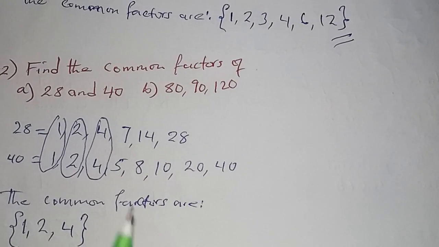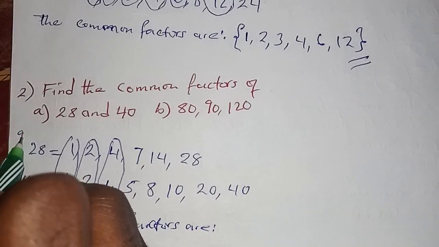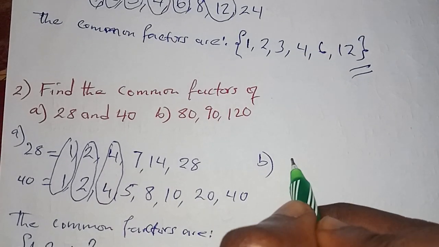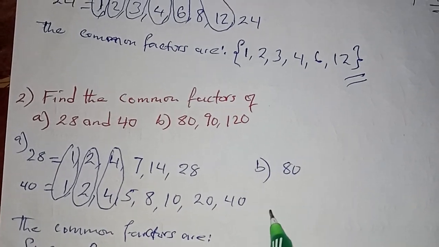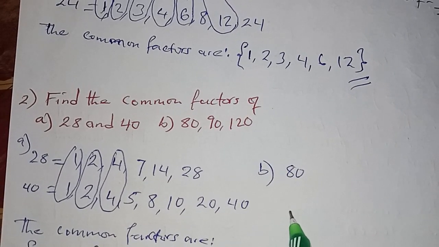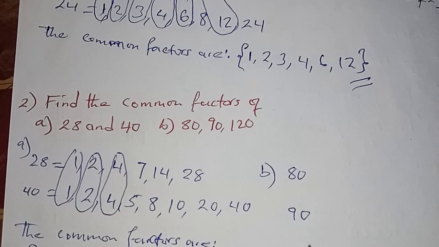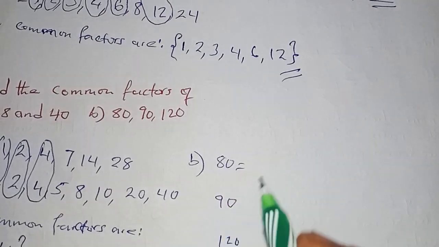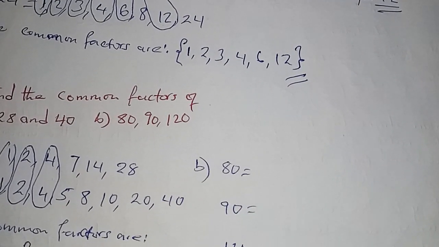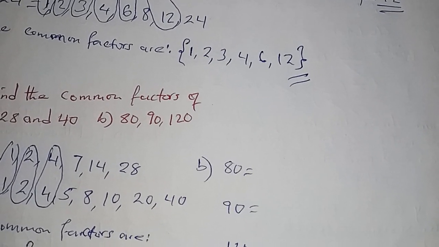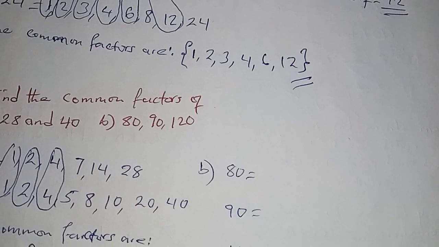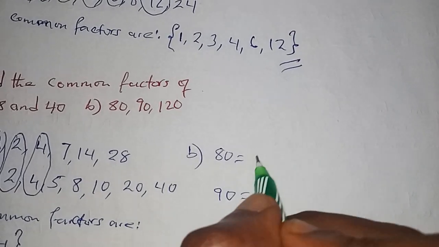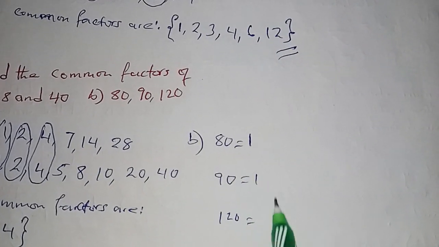Now, the next place is our part B. This is our part A, and we're going to find our part B. Now, our part B, the question says 80, 90 and 120. This is very tedious. There are a lot of numbers that we will be shortlisting here for our GCF. All of them will start with 1 first.